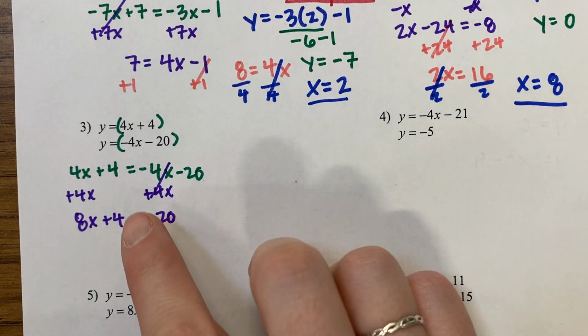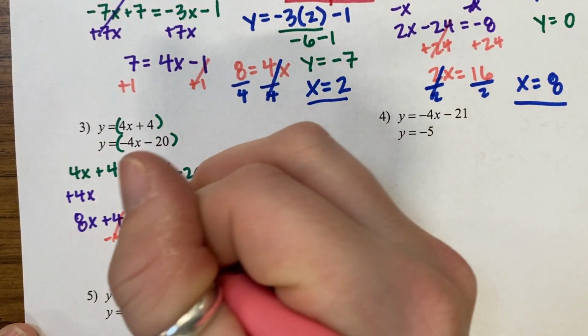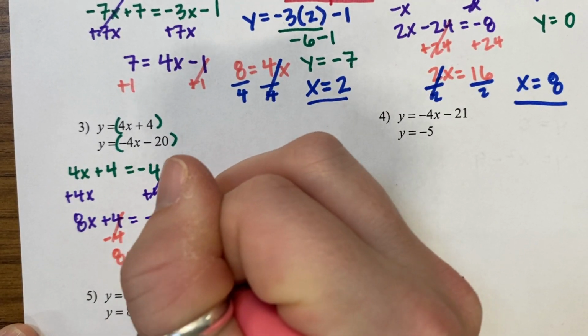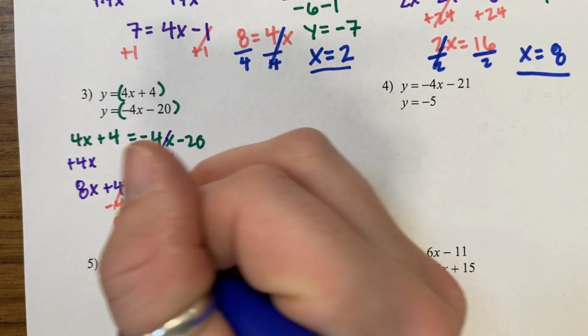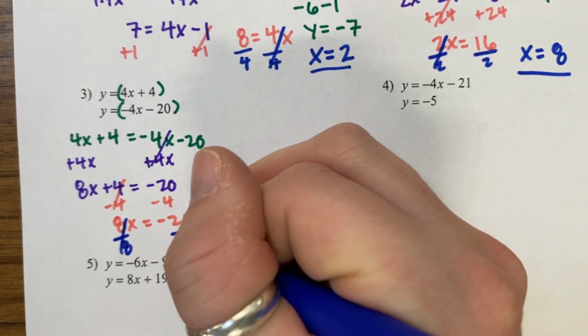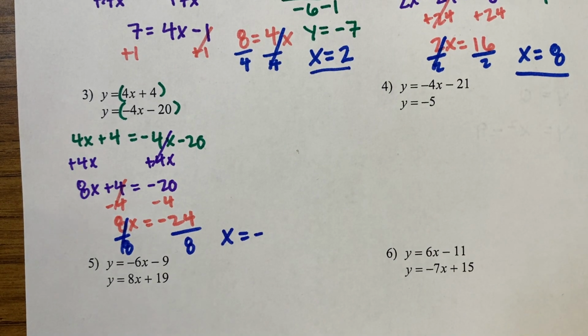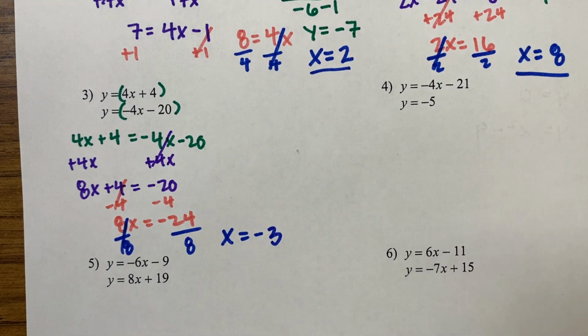Okay, now I can solve for x. First, I got to get rid of that plus 4, so I'm going to subtract 4 from both sides. I get 8x is equal to negative 24. And my last step for solving for the x part, opposite of times by 8 is divide by 8 on both sides. So I get x is equal to negative, I believe, 24 divided by 8, 3. Negative 3.